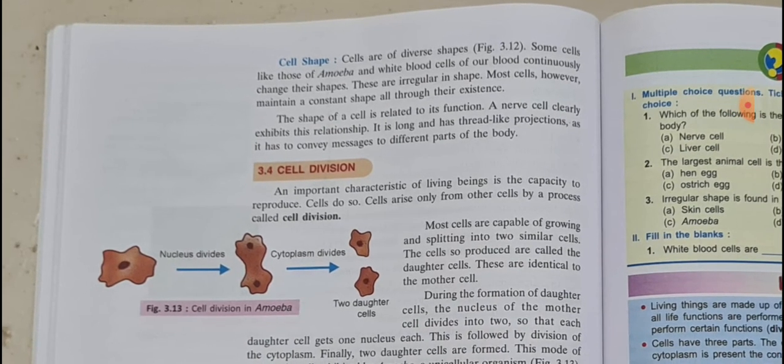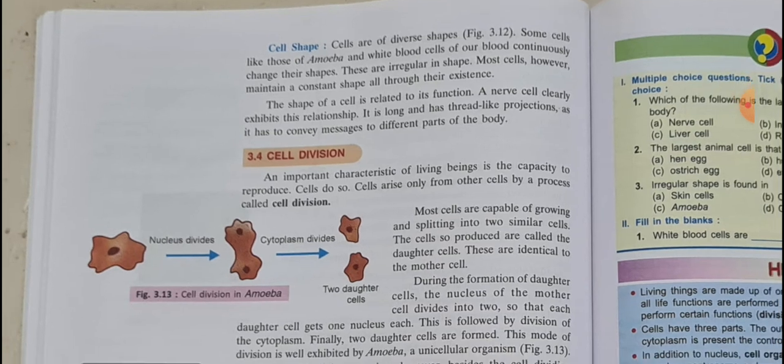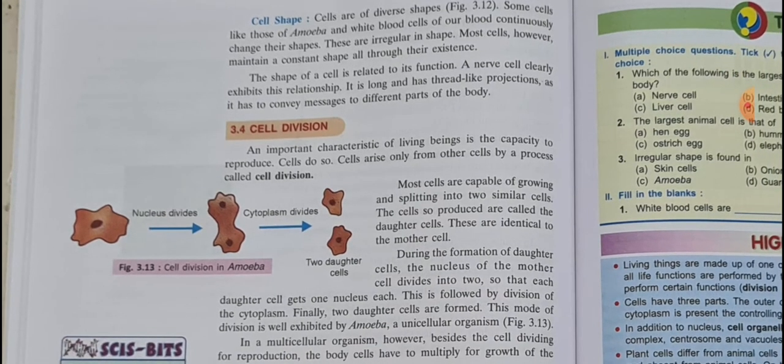Now the cell shape. Cells are of diverse shapes. In amoeba and the white blood cells, they continue to change their shapes. They are irregular in shape, whereas some maintain a constant shape throughout their existence. Their shape is mainly related to their function. Nerve cell clearly exhibits this relationship. They have long thread-like projections, as they have to convey messages to different parts of the body.